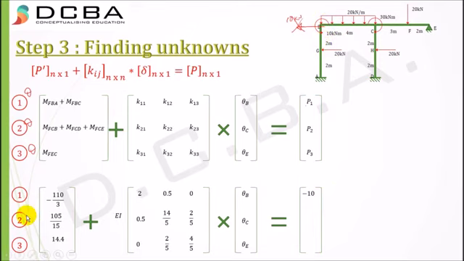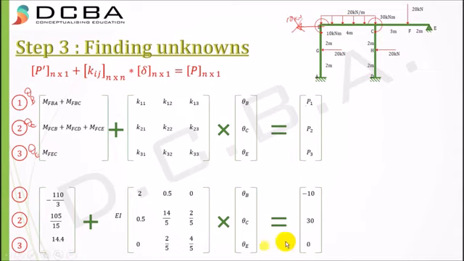Second decay is theta C. So second decay is also rotation. So on the joint C, is there any external moment applied? Yes, there is a moment applied of 30 kilonewton meter, and it is clockwise direction. So here it will be plus 30. And for the third decay, that is theta E, is there any external moment applied at joint E? No, there is no moment applied at joint E, so it will be 0.